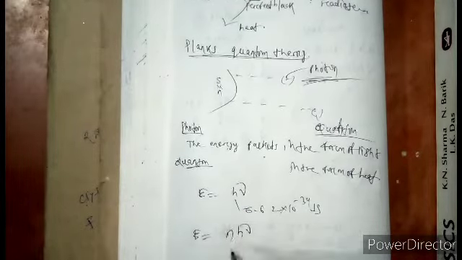The energy packets that come from the sun are always in whole numbers, so n is a whole number.